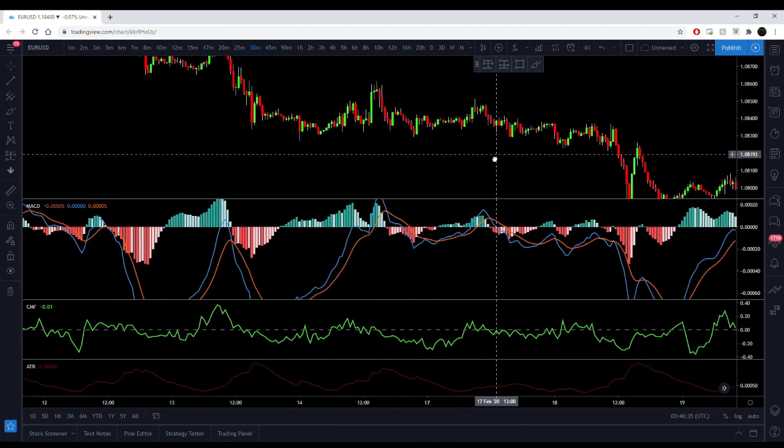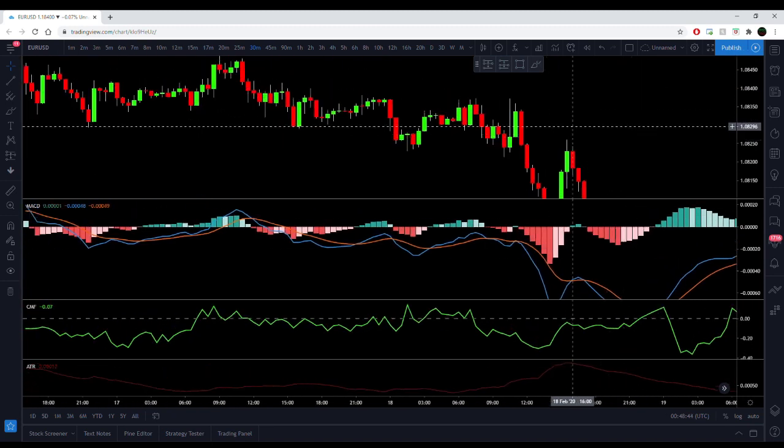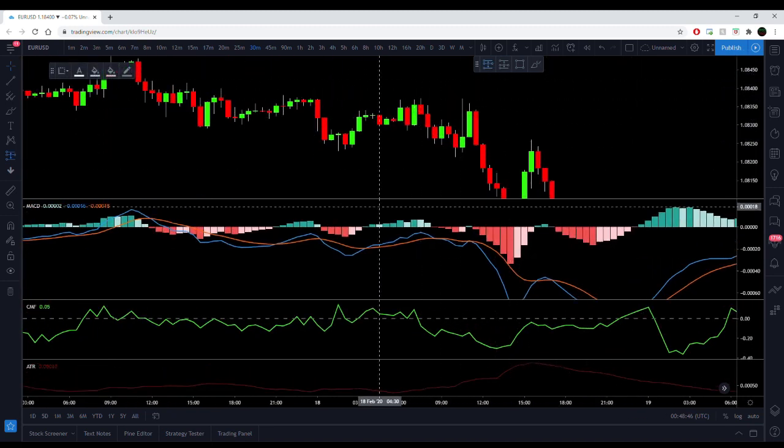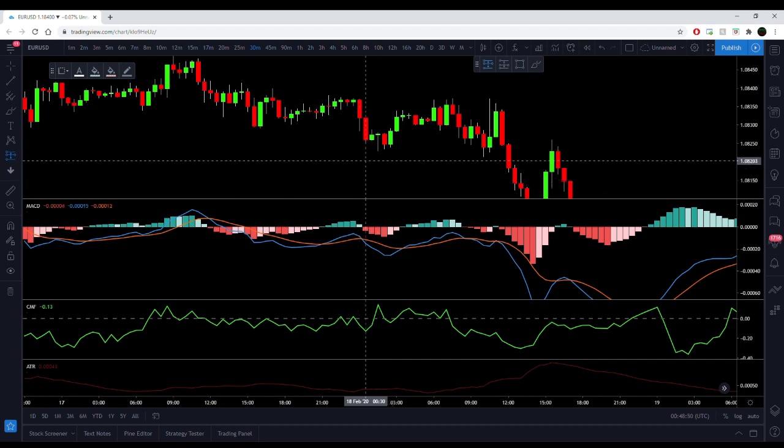Yeah, so it looks like, let's see, here's another signal. Chaikin money flow agrees here. And I'm just giving you guys lots of examples here. I will test this strategy out 100 times, but I don't have enough time at the moment.